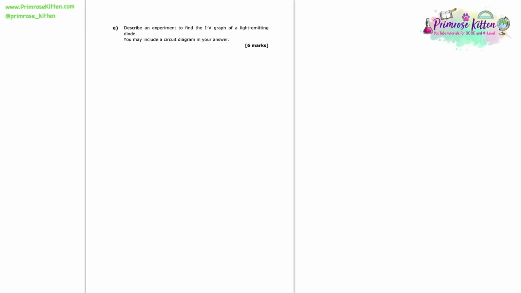So here we have a big 6-mark question. We're asked to describe an experiment that will find the IV graph of a light-emitting diode. And we can use a circuit diagram in our answer, and I think they're a really useful way to aid our explanation. So let's start off by drawing our circuit diagram. The first thing I'm drawing is the symbol for a light-emitting diode. So what we have here is this triangle with a line against it with 2 arrows pointing away. That's because it's a light-emitting diode. A diode alone wouldn't have those arrows. Then we have that diode connected in series with a power supply and also an ammeter.